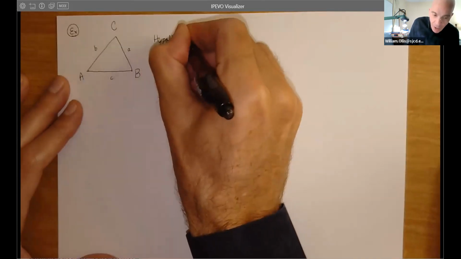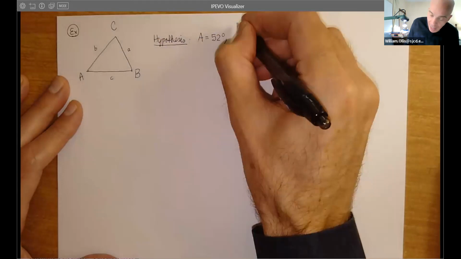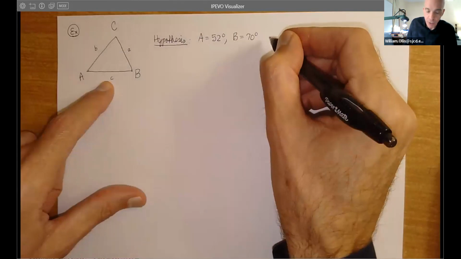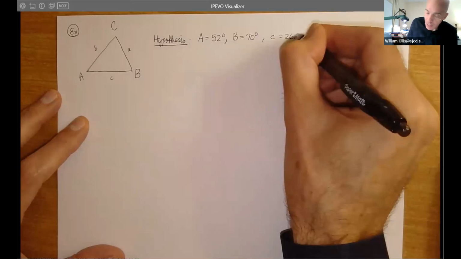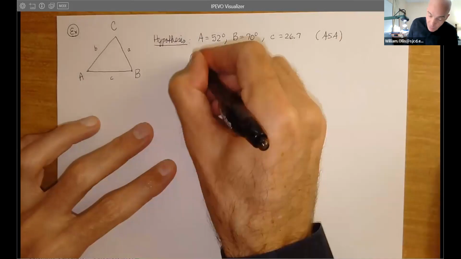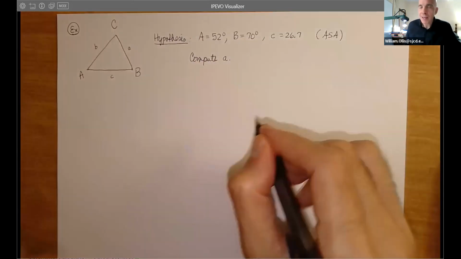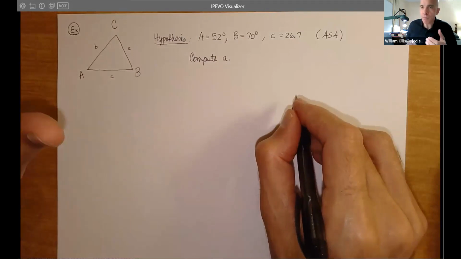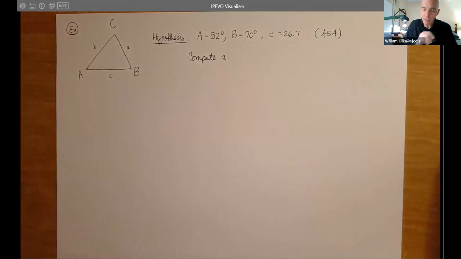The hypothesis is the following. That is, we have angle A is 52 degrees. Angle B is 70 degrees. So we've got this deal here in the angle. So angle side angle. And c is 26.7. So this is ASA. And what we're asked to do is compute a. You can solve the entire triangle, but that's something you can do, but it's one of these things where you just pain through it. Very simple calculations unless it's an ambiguous case.